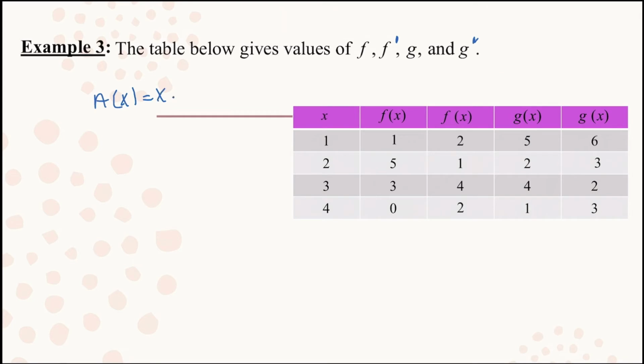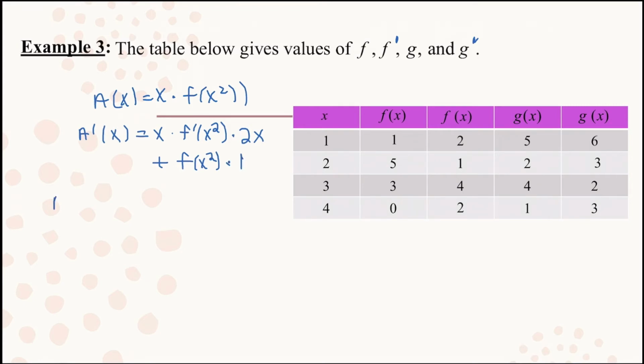Next, x times f of x squared. So a prime of x is now a product rule. So it's the first times derivative of the second, so that's f prime of x squared times 2x. So first times derivative of the second plus the second times derivative of the first. Then we're going to find all of that at 1.